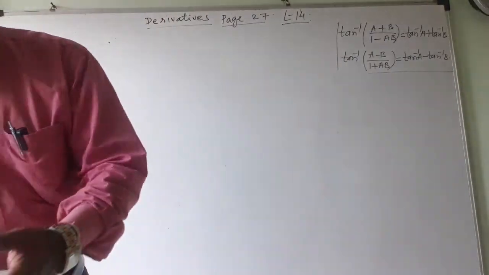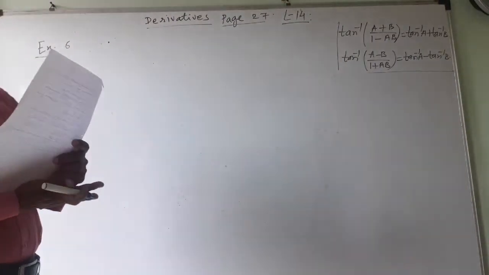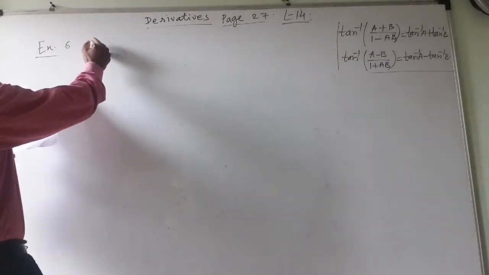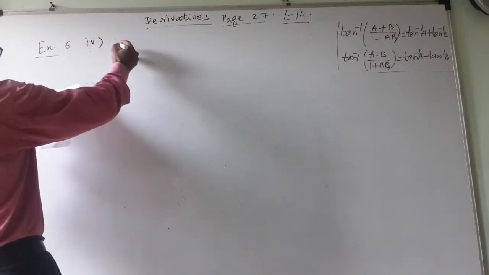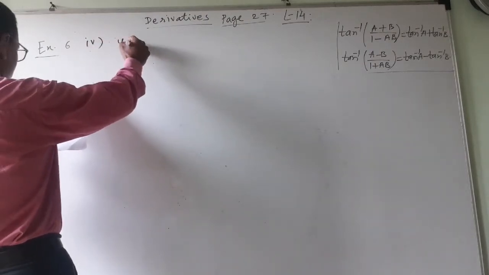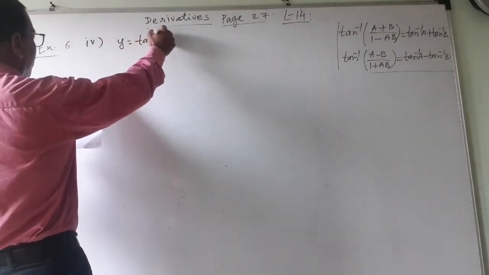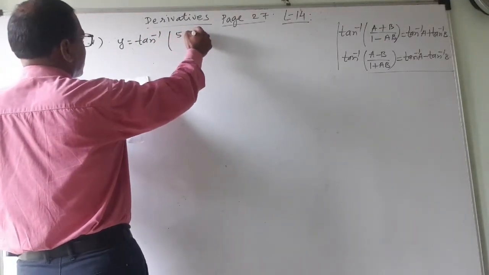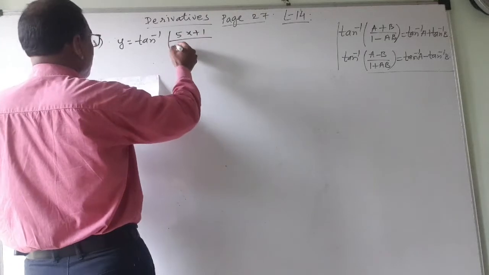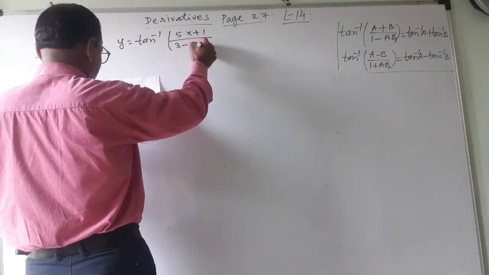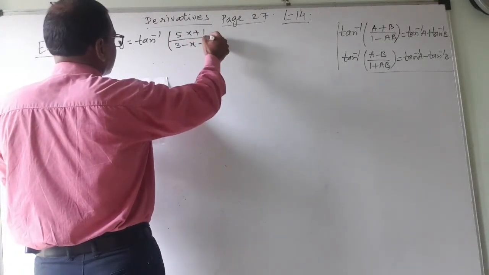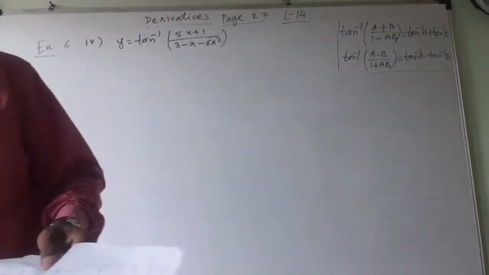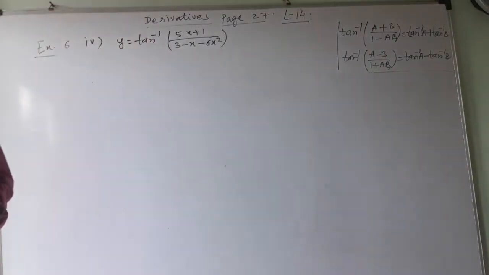If you pay 100% attention, this will be a very easy sum and it comes for the exam. In that, the fourth one: y is equal to tan inverse of (5x plus 1) upon (3 minus x minus 6x square). This is that sum for which I was really waiting to teach you.